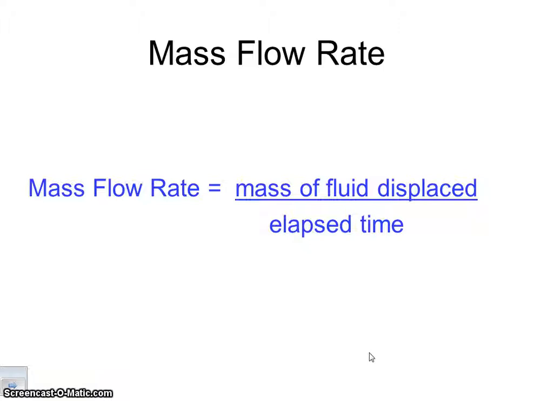Okay, the other one is called mass flow rate. So mass flow rate is going to be the mass of the fluid displaced divided by the elapsed time. Now, why are we talking mass instead of volume? Because there are some fluids, like gases, for example. Many times gases are measured by mass. They're measured by kilograms or pounds.